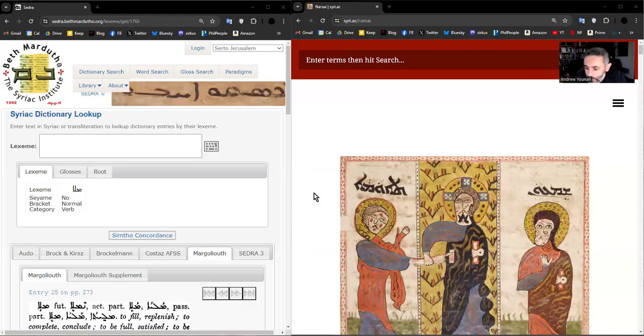Okay, last, I don't know, lecture, practice, whatever you want to call it. So I've got on the left here the same dictionary site that we had before. On the right, there's this great website called Syri, SYRI dot AC. So Syriac, but with a dot between the I and the A.